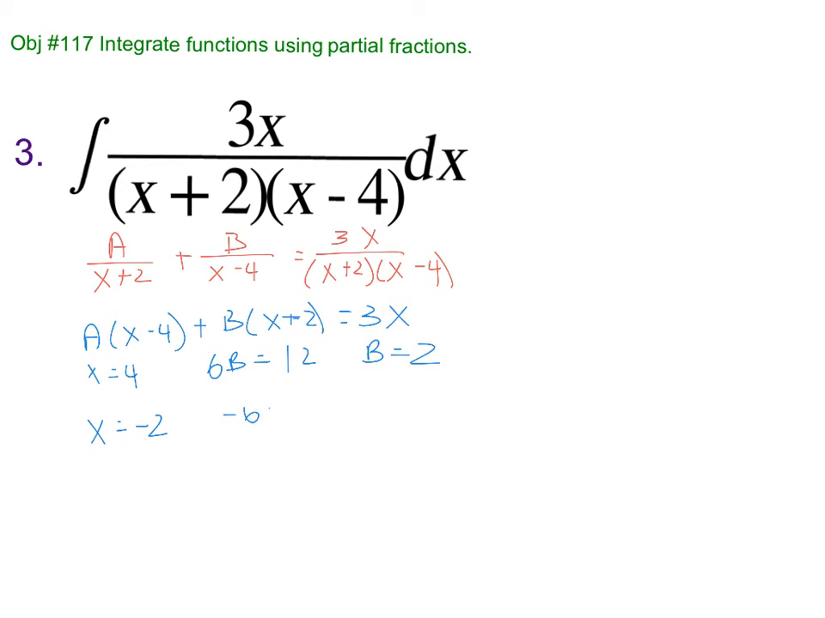Then I'm going to let x equal negative 2, which will make B equal 0. So negative 6A equals negative 6, so A equals negative 2. Remember, you have to plug into the right side also when there's an x there. All right, so we get negative 2 over (x plus 2) plus 2 over (x minus 4).